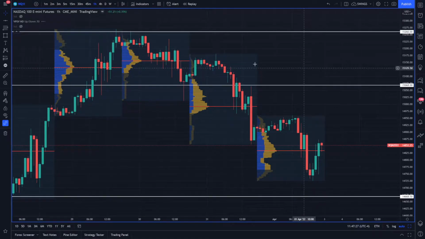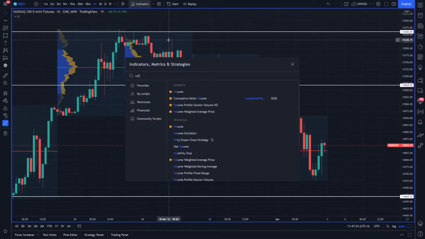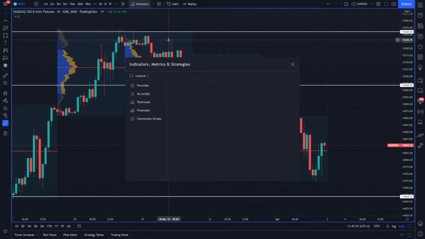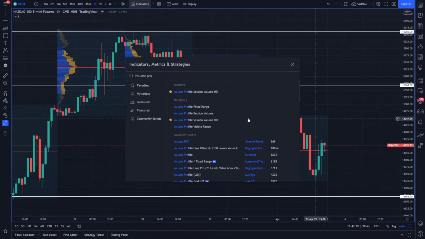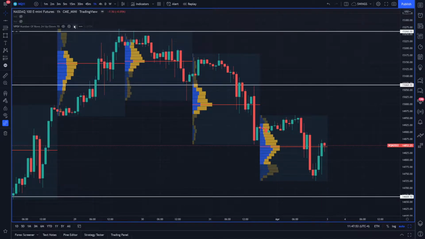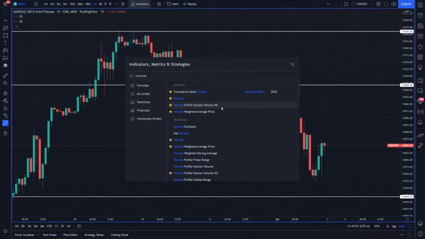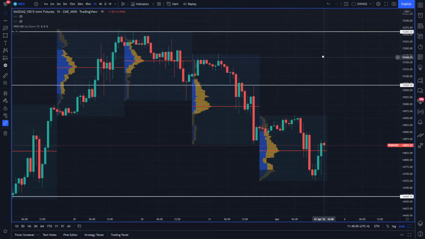I have an NQ chart on the hourly time frame, and I've already added the volume profile. What you can do is look at indicators, type volume profile, and click that Volume Profile Session Volume HD. You don't need to use the volume HD; you can use the normal one as well. It doesn't matter. I like to use the volume HD because I have a 2K monitor, so might as well use the HD to have better information here.